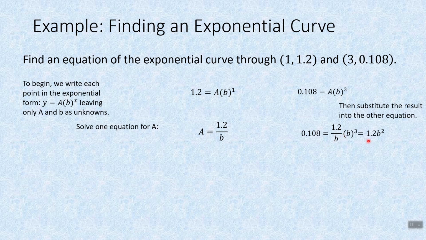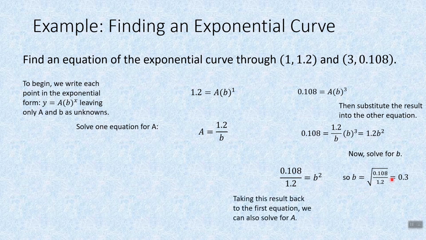When I simplify, I end up with 0.108 equals 1.2 b squared. Now we can solve for b, right? It's the only variable we have. So 0.108 divided by 1.2 equals b squared. We'll take the square root of both sides, and we'll get b equals 0.3.